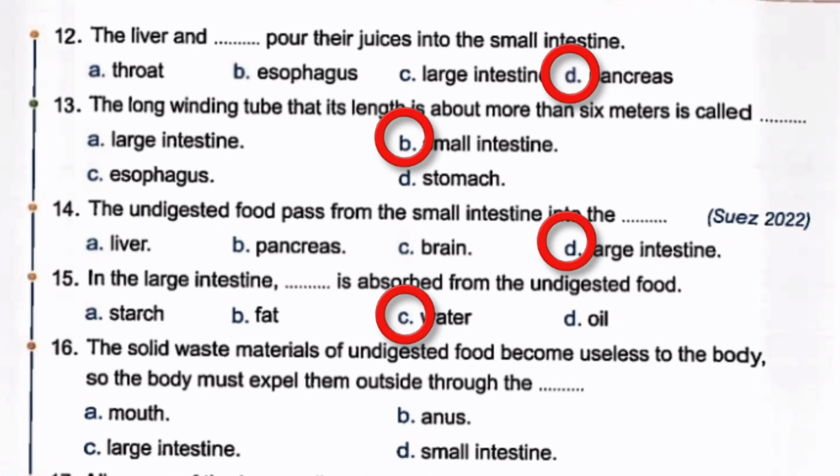Number 16. The solid waste materials of undigested food become useless to the body, so the body must expel them outside through the. Which organ gets rid of the solid wastes of our bodies? Mouth, anus, large intestine, small intestine. It's anus, so we will choose letter B.